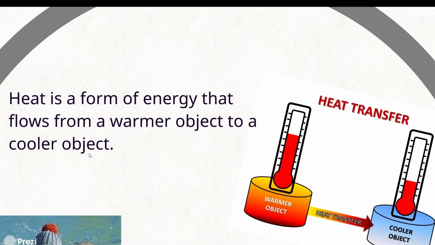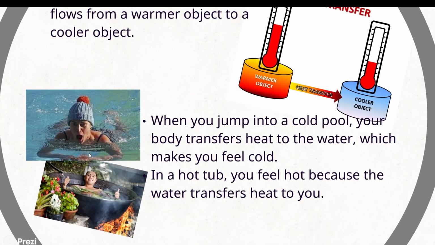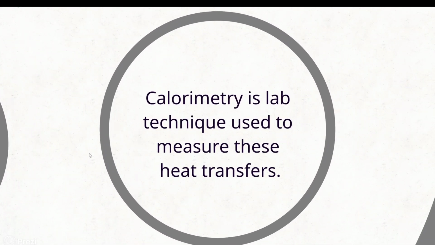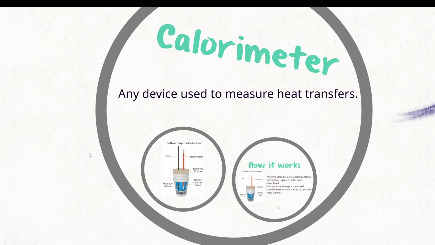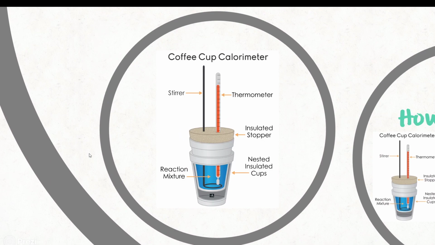So a reminder that heat is always going to flow from a warmer object to a colder object. And calorimetry is the way that we measure heat transfers. Any device can be used for it. There are fancy calorimeters. However, if you are using a fancy calorimeter, all that's happening is that you have essentially made a very fine-tuned, exacting looking device that holds all of the heat in. For our purposes, we are going to use a coffee cup calorimeter.